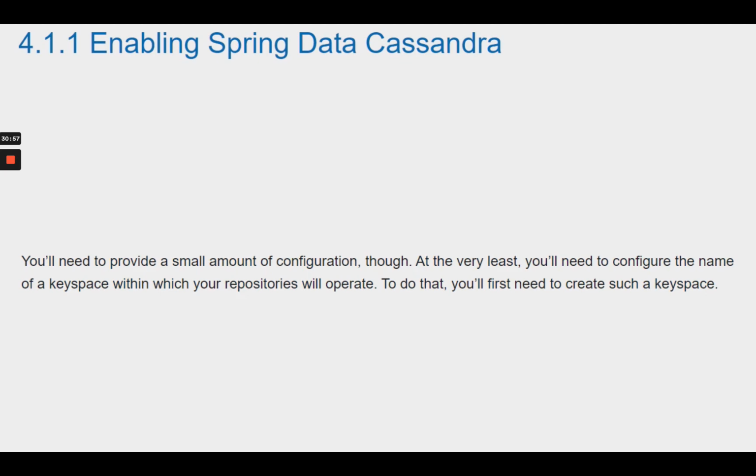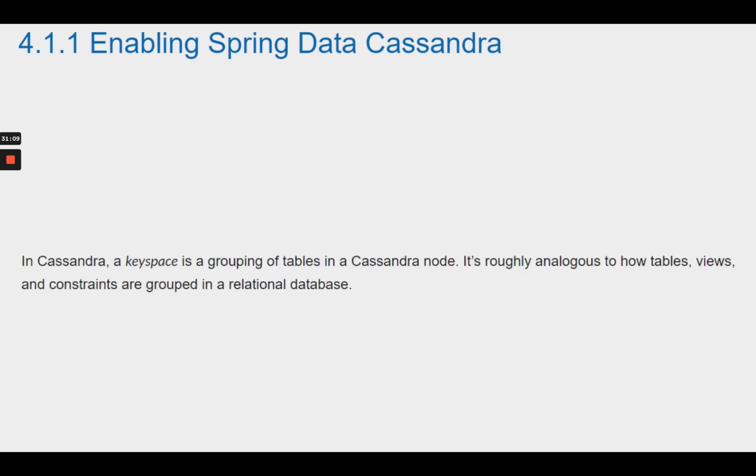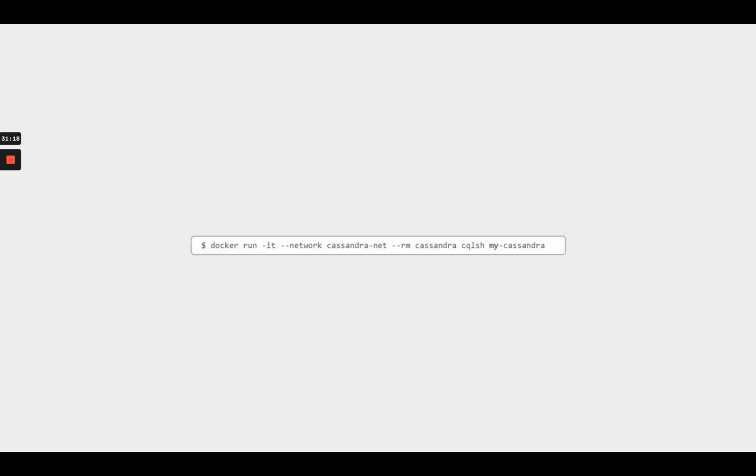At the very least, you'll need to configure the name of a key space within which your repositories will operate. To do that, you'll first need to create such a key space. Note: in Cassandra, a key space is a grouping of tables in a Cassandra node. It's roughly analogous to how tables, views, and constraints are grouped in a relational database. Although it's possible to configure Spring Data Cassandra to create the key space automatically, it's typically much easier to manually create it yourself, or to use an existing key space.